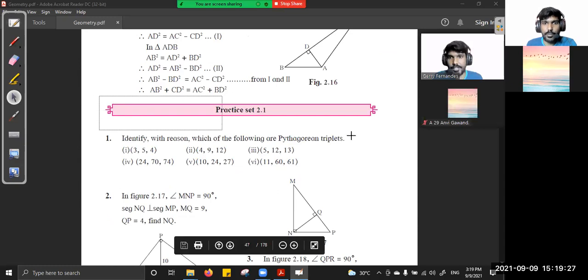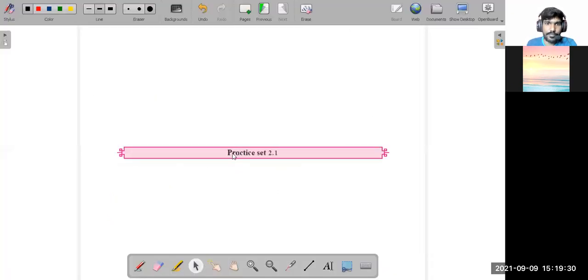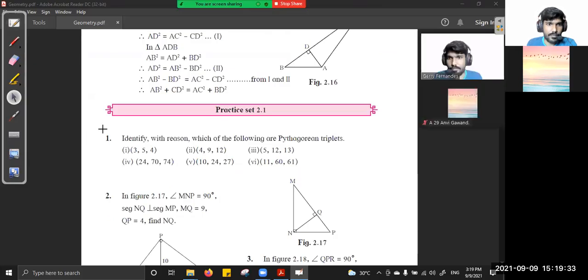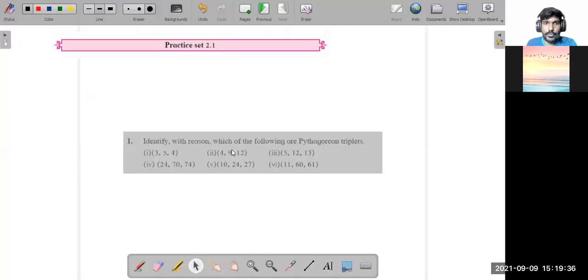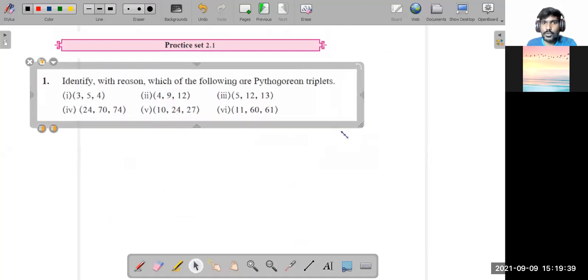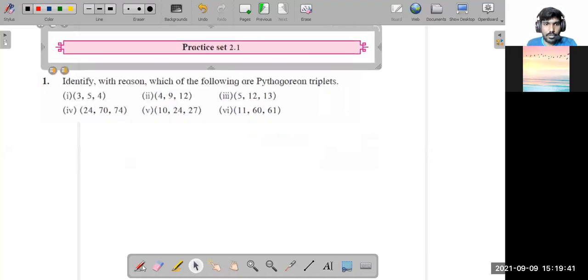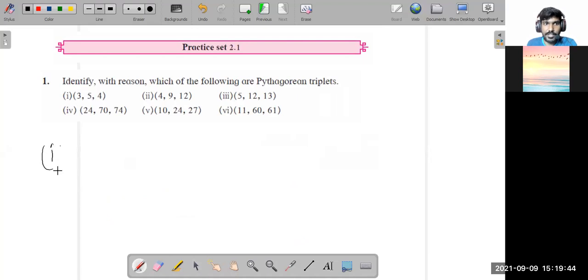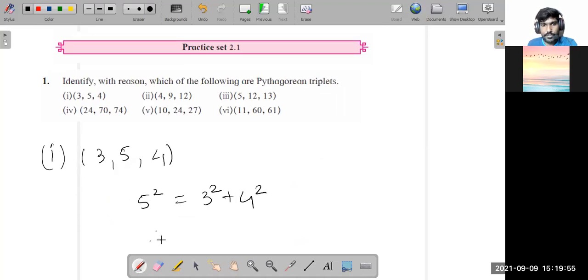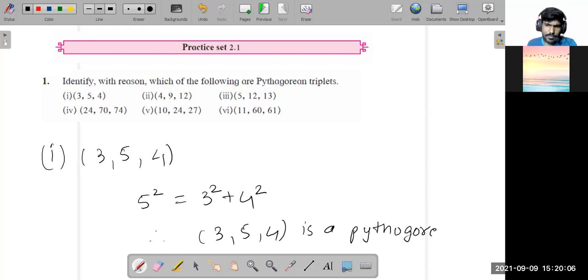Practice set 2.1. First one: you have to identify which of the following are Pythagorean triplets. The first one we already checked, 3, 5, 4. You know this is a Pythagorean triplet. You can write it directly: 5 square is equal to 3 square plus 4 square. Therefore, you can say 3, 5, 4 is a Pythagorean triplet. You don't have to solve and show. No need.